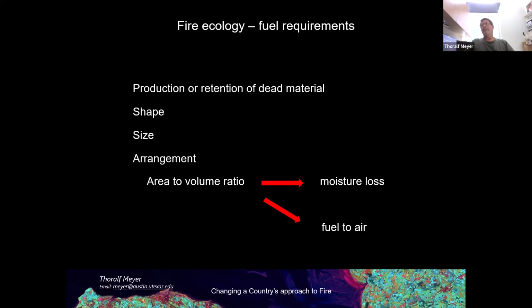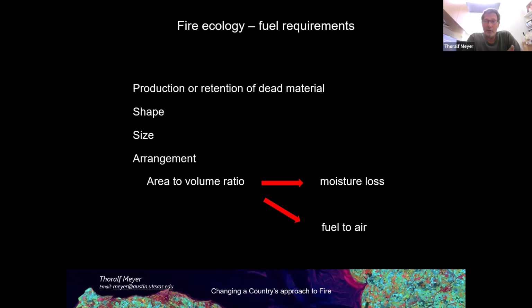For those of you who like going camping and building a campfire, you will know that one should leave air spaces between your logs and not densely put all your logs together and then try to ignite this with a lighter. This is not going to work, or it will take a very, very long time at least. So the fuel arrangement essentially determines how much moisture is lost during a fire.